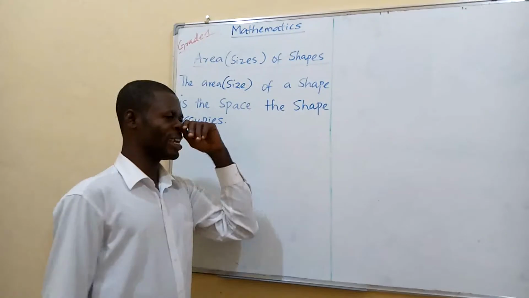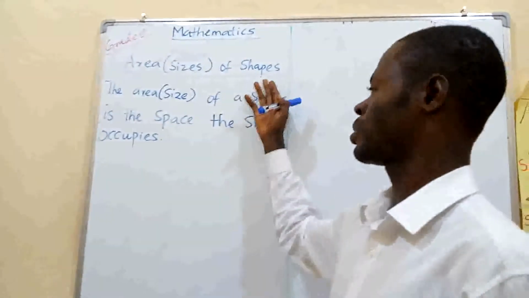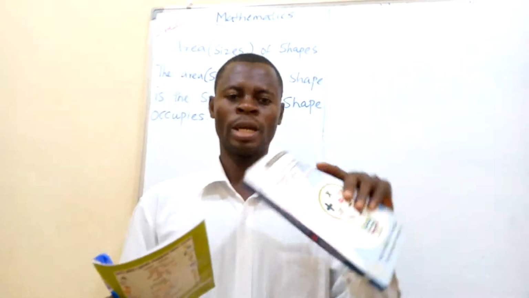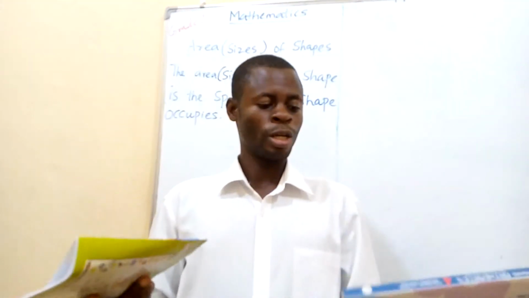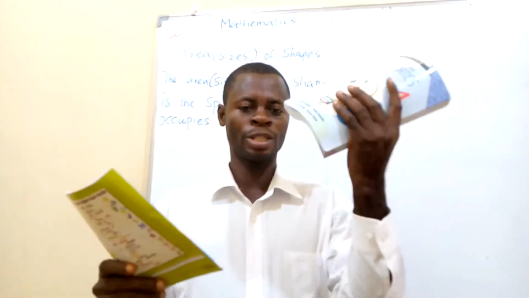We are going to look at the area or sizes of what? Shapes. But I'm using objects here. Yes, I'm using objects because this object has a shape, isn't it? It has a rectangular shape, and this also has a rectangular shape. So this other larger book is more in size or area than this other one, while this is less in size or area than this one.